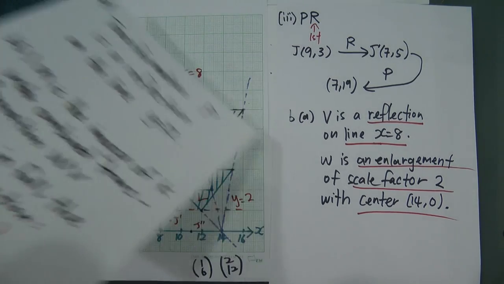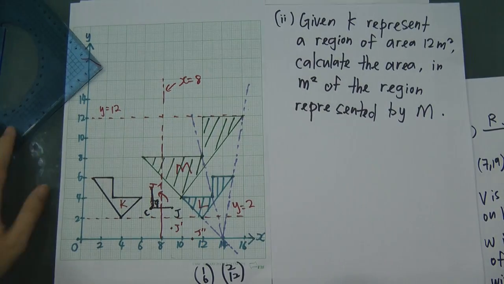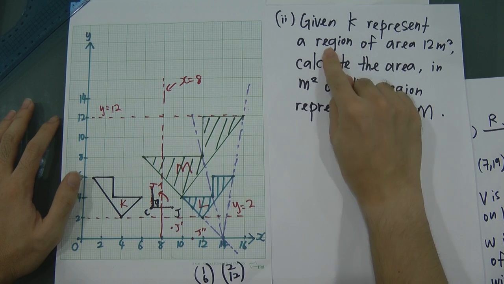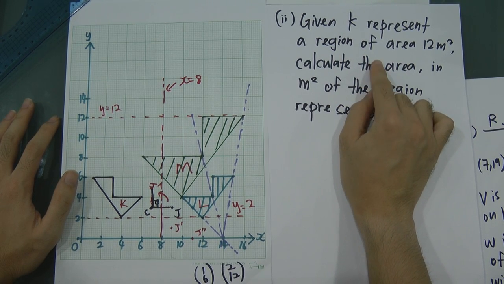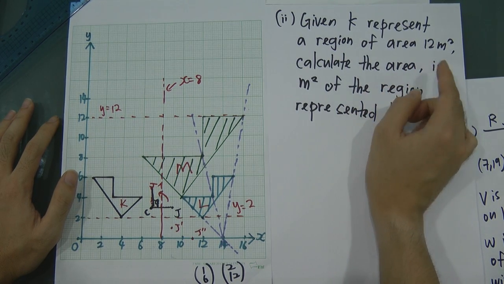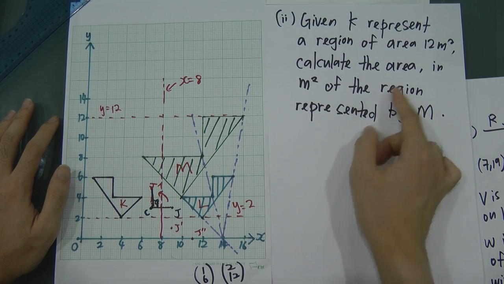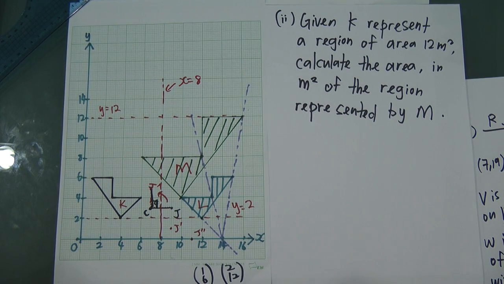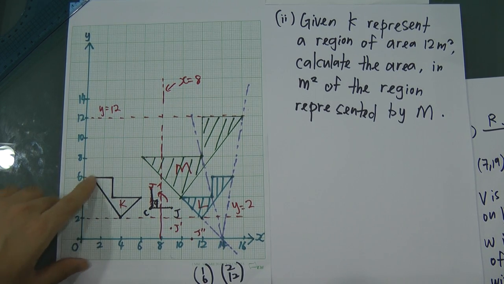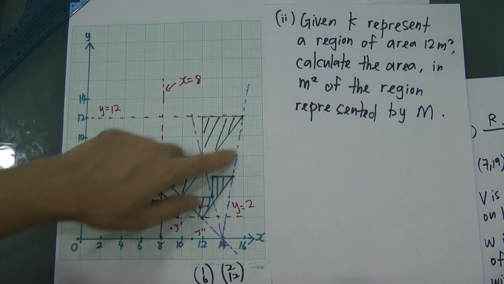Alright, last is this one. It says given that K represents a region of area 12 centimeters square, calculate the area in m square of the region represented by M. This question means you have to know the relationship between them. K represents an area of 12, and he asks you to calculate the area in m square.